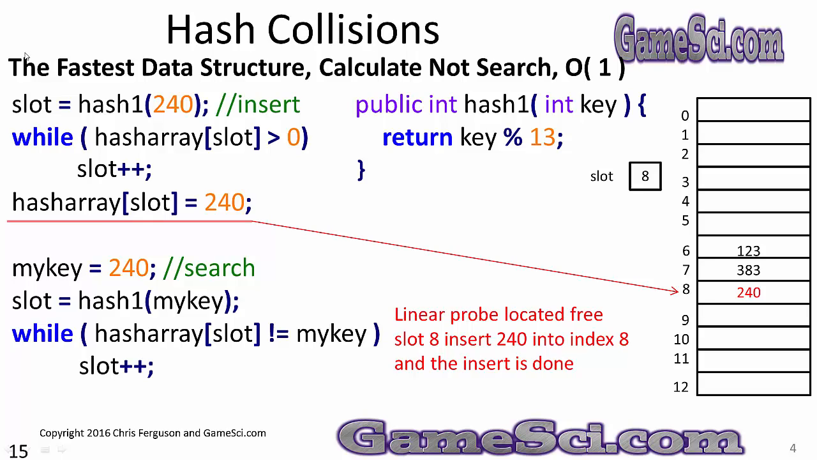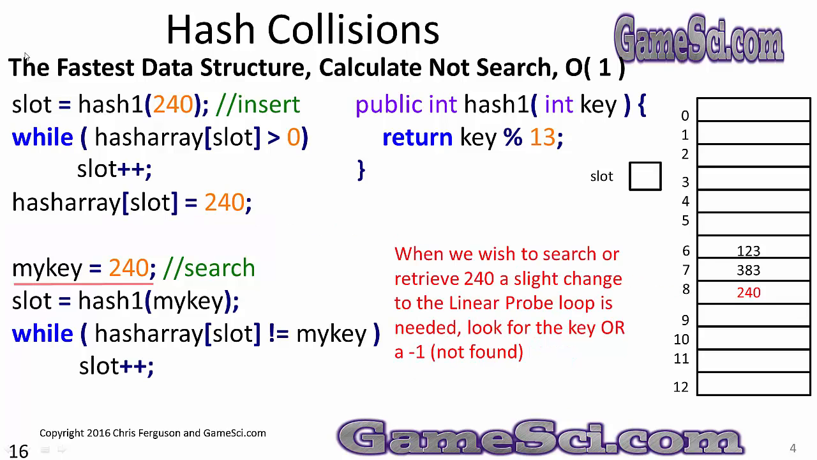Now, of course, when you use linear probing when inserting new data, you're going to have to do the same probing when searching for the data. Let's set my key equal to 240, the same key that we inserted up here. When we wish to search or retrieve 240, a slight change to the linear probe loop is needed. We need to look for the key or a -1, which means the item was not found.